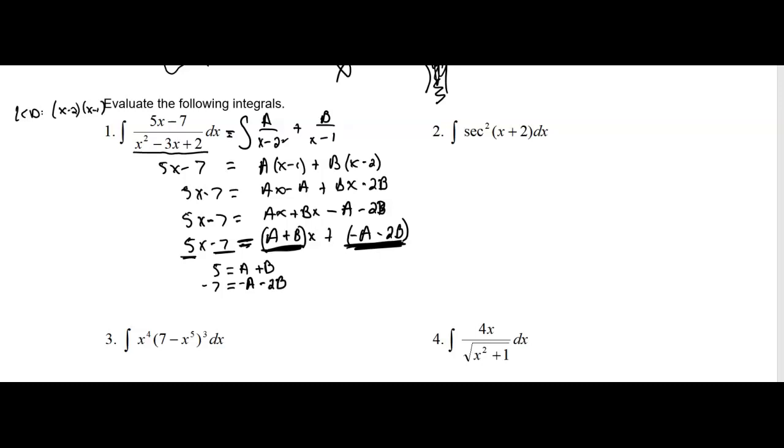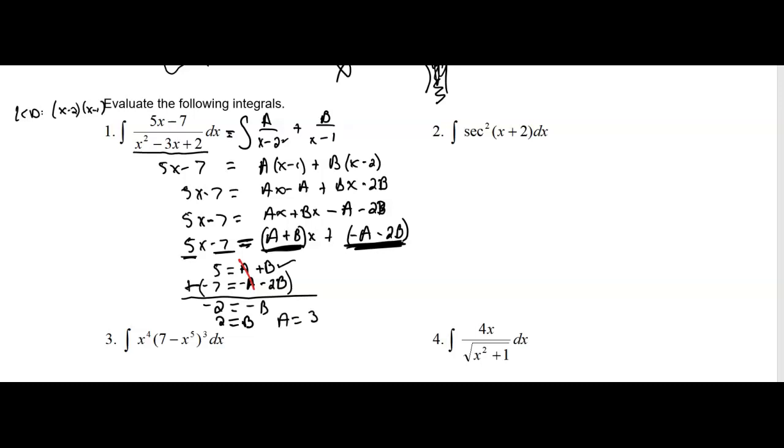We always end up with a system with these. If we notice, we can add these two equations right away. When we add the equations, the A's are going to cancel each other out. So what we would be left with is a negative 2, and then we have a negative B. So our B would equal 2. Once we know that B equals 2, if we look back at this equation, A plus B had to be 5. So what that would tell us is our A needed to be 3.